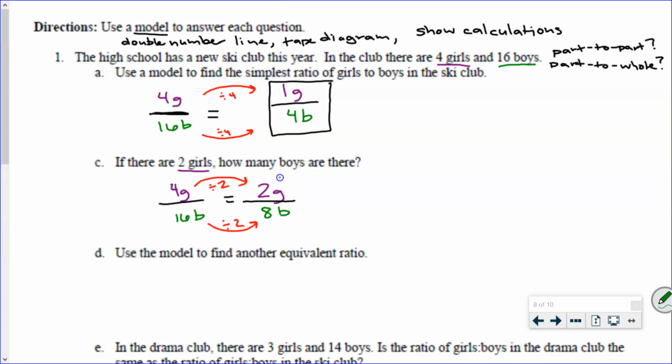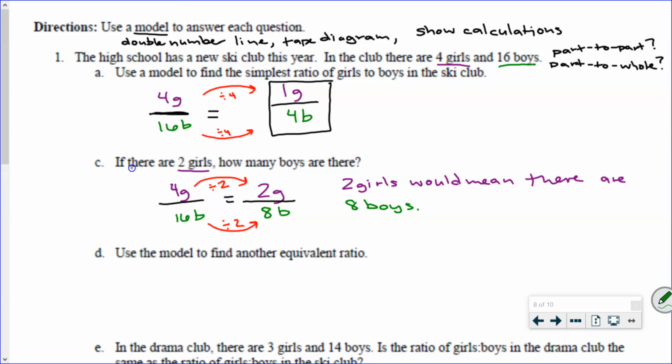Now, think about our math practices. This is a very abstract answer. It means 2 girls for every 8 boys. But this is abstract. Let's make it quantitative. Let's write what it actually means. 2 girls would mean there are 8 boys. Now we made our abstract answer quantitative. We gave it meaning in the real world.